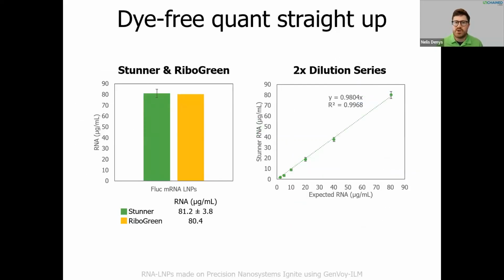Okay, Stunner's RNA concentrations agree closely with the total mRNA concentration determined by RiboGreen for these samples. A twofold dilution series of Firefly luciferase is also shown, and that showed highly linear results down to 1.2 microgram per ml. The error bars here are plus or minus 1 standard deviation.